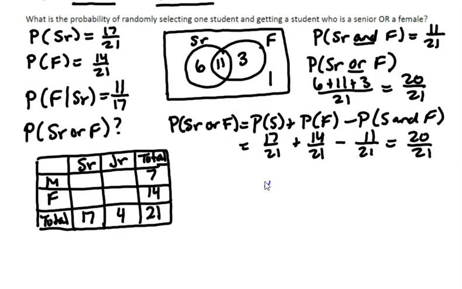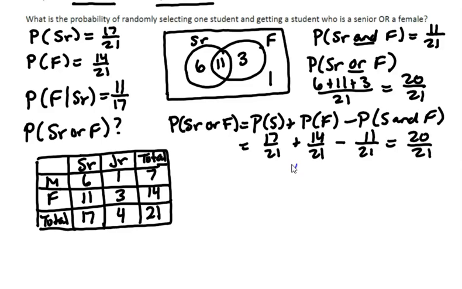Now, the other piece of information is that 11 of the seniors are female, so we're going to put an 11 here. This would allow me to fill in this column, knowing that the other 6 seniors are male. It also allows me to fill in this horizontal row, knowing that the other 3 females are juniors, and then that allows me to fill in this one, showing me the 1 junior who is a male.